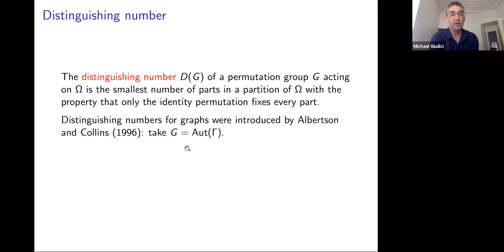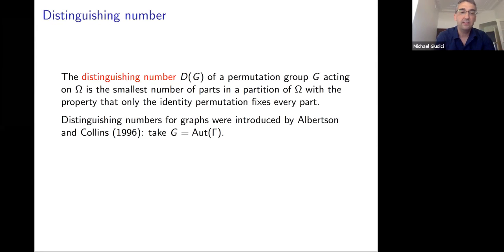Then there's been a lot of work looking at distinguishing numbers for graphs. This is where you just take your permutation group G to be the full automorphism group of your graph. And this was introduced by Albertson and Collins in 1996. There have been many papers looking at distinguishing numbers for groups and also distinguishing numbers of graphs.